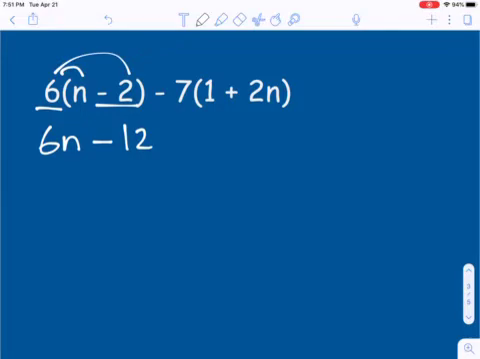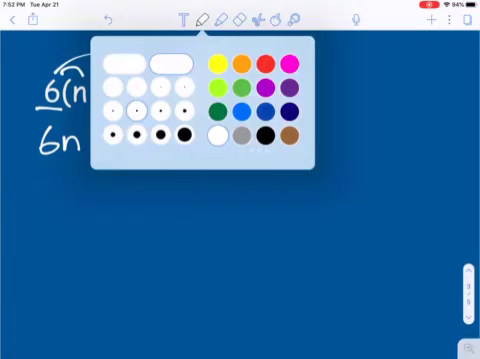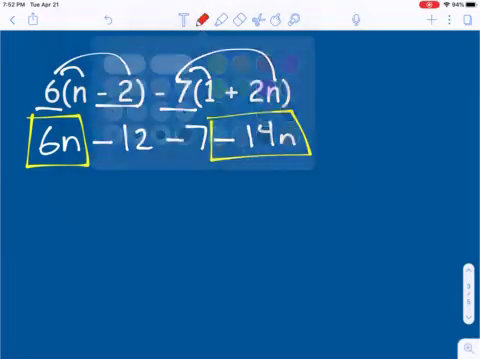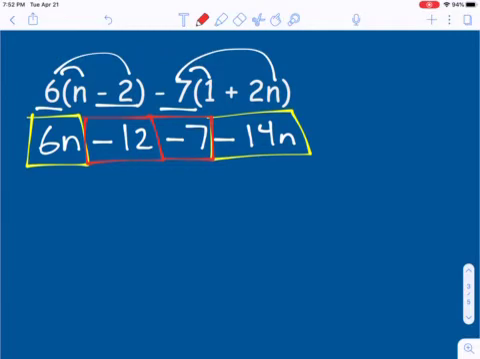Positive times negative. All right, next I have negative 7 times 1, so that's negative 7. And then I have negative 7 times 2n, so that's negative 14n. So I've got two of each term in here, right? I've got two n terms, and I've got two constants. As long as I'm in red, let's do our constants first. Negative 12 and negative 7 are both negative, so you add them up, and that gives you negative 19. And you keep the common sign when you do that.